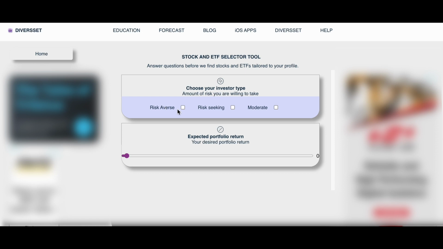levels of risk. A risk averse investor is someone who is avoiding risk. Risk seeking is someone who wants higher return, higher risk. And moderate is someone who wants some risk but is also risk averse. Now let me choose risk averse. Then I'm choosing expected return. Let's say I am hoping to get 14% yearly return.